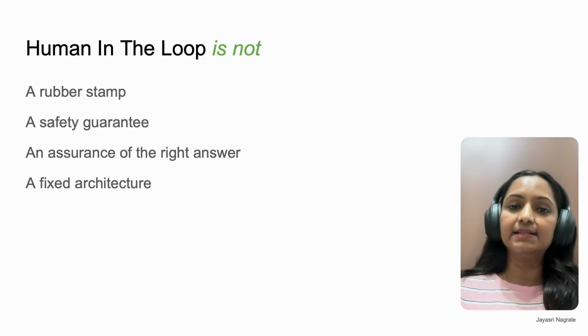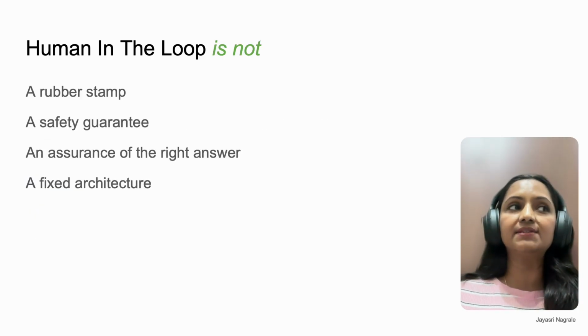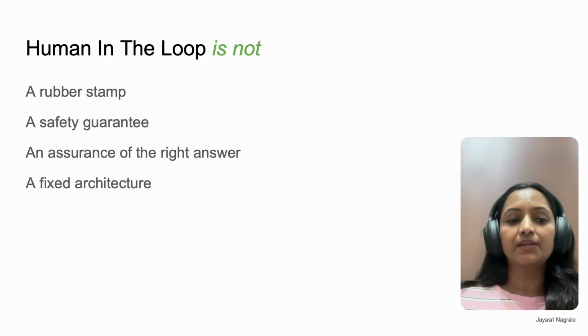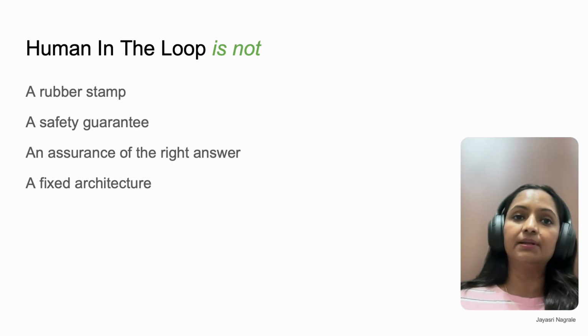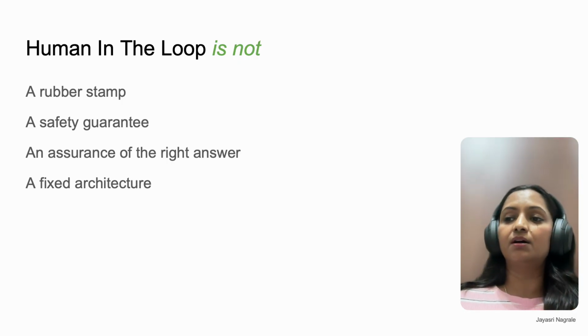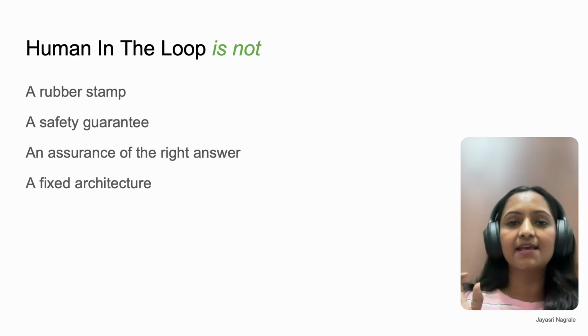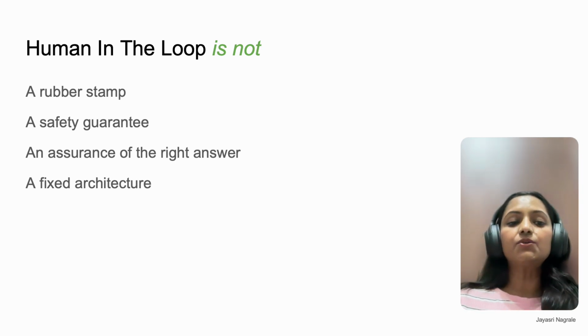Now, based on these three things, we have seen what HITL is. Now we're looking at what HITL is not. So it is not a rubber stamp. There are a lot of government mandates that require a human in the system before we can accept the AI's results. But we don't really add humans in the system just to get that rubber stamp saying that yes, there was a human. So it's not a rubber stamp.